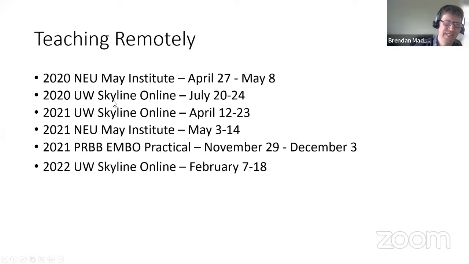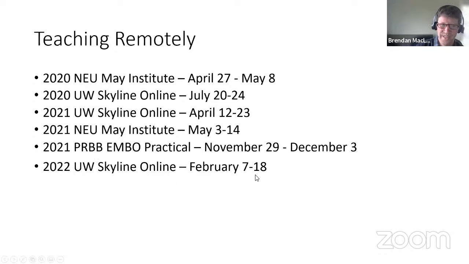For the first year, the only two courses that really survived were this May Institute, and the UW course, which had been doing an in-person course in Seattle, switched to Skyline Online as well, and that was very popular. We would get 50. Then we contained our size to 50 people and sold those courses out in under 48 hours. Again, in 2021, both of these, and then the Barcelona course put on by the folks at PRBB, this EMBO practical course, came back in 2021.